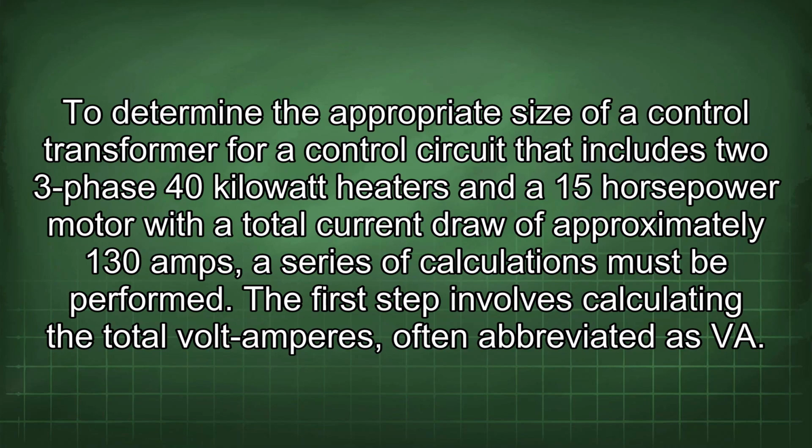To determine the appropriate size of a control transformer for a control circuit that includes two 3-phase 40 kilowatt heaters and a 15 horsepower motor with a total current draw of approximately 130 amps, a series of calculations must be performed. The first step involves calculating the total volt-amperes, often abbreviated as VA.